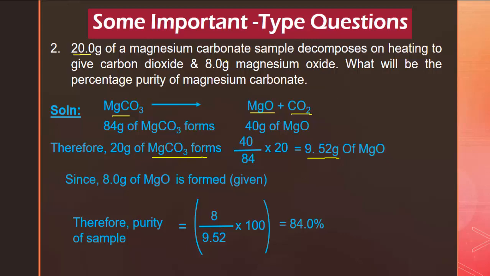But in the data they have given us 8 grams of magnesium oxide formed. So let's calculate that as well. Since 8.0 grams of magnesium oxide is formed, which is given in the data, the percentage purity would be 8 divided by this value, 9.52, into 100, that gives the value as 84%. So the percentage purity of magnesium carbonate is option D, 84%.